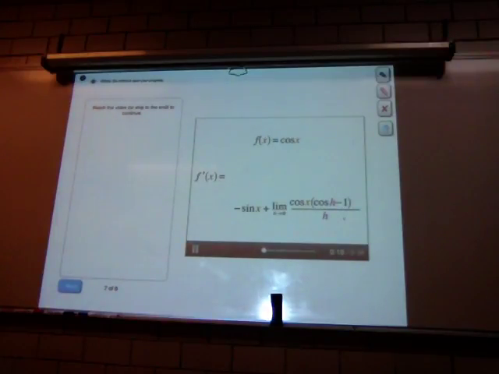minus 1. And because this is a limit as h goes to 0, cosine x has nothing to do with this limit, so we can pull it out, just like we did for the minus sine x in the earlier limit. Now try evaluating this limit that we're left with, the limit as h goes to 0 of cosine h minus 1 over h.